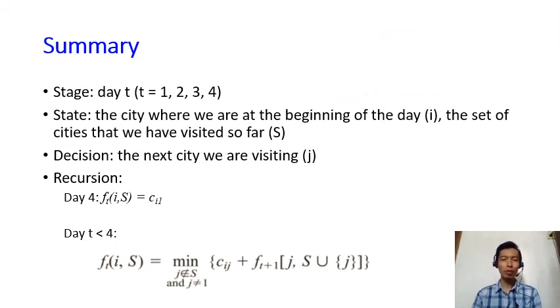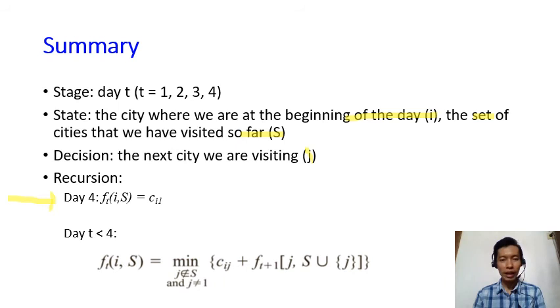Okay, so here's the summary of this problem. We have the stage, let's say is the day, so day 1, 2, 3, and 4, or you can also say this is the stages of his journey. But just assume it's day. And then we have two states here: the city where we are at the beginning of that day, we call it i, and the set of cities that we have visited so far, we call this set S. And the decision is the next city we are going to visit, let's call this j.